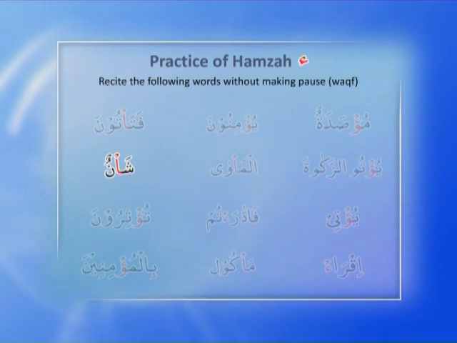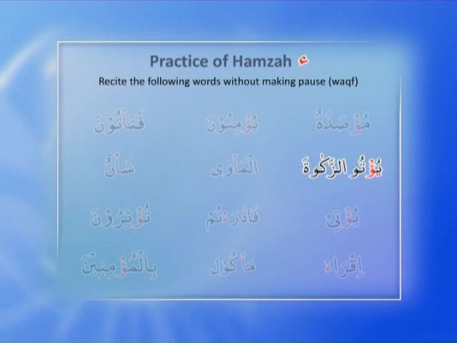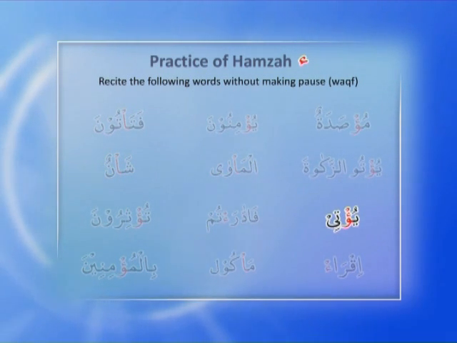Sha'nun, tu'thiruna, bil mu'minina. Now each one of you will be reciting one row in order. Musadatun. Yu'minuna. Fatatuna. يؤتوا الزكاة. المأوى شأن. Yu'ti.